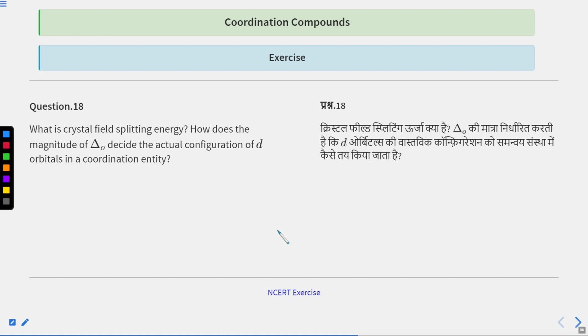Now, how does the magnitude of delta O decide the actual configuration of d orbital? Of course it decides, as we have seen just now, pairing and not pairing depends totally on delta O. If it has to be paired, then what should be the case for pairing? P should be less than delta O. And for the opposite case, there will be no pairing. So you can clearly say that delta O will decide the actual configuration of d orbital in the coordination entity.